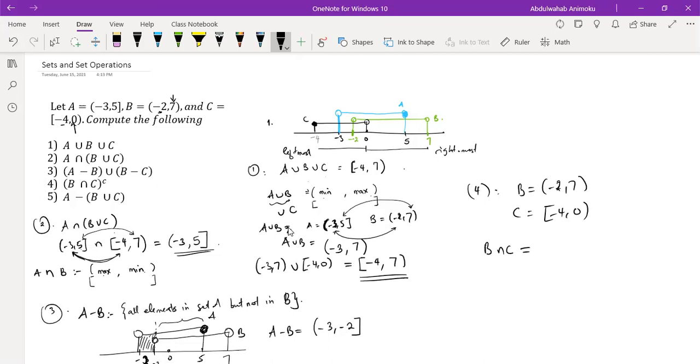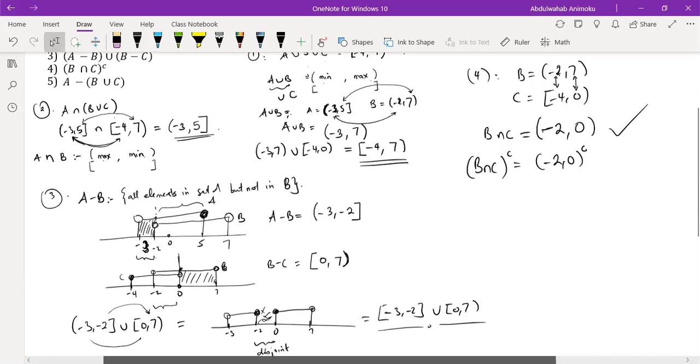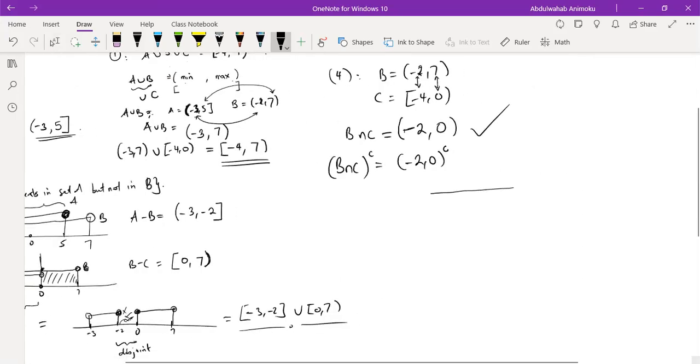We see that B intersection C would be the maximum of the left-hand side. So let's check the maximum of the left-hand side, which is minus 2. And then the minimum of the right-hand side, which is 0. Now, minus 2 comes with open. 0 comes with open. So this would be the intersection of these two sets. Now, we are talking about the complement of this, which means we need to find the complement of this set. Now, the best way to represent this is to use the real line, okay? So let's use the real line to complete the problem, right? So now, think you are between minus 2 and 0. So this is the set B intersection C.